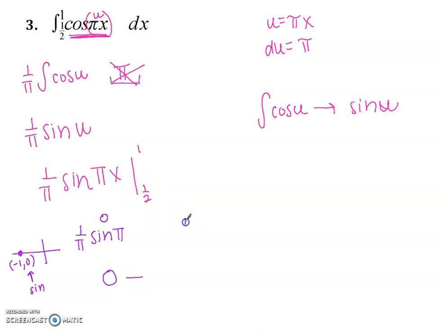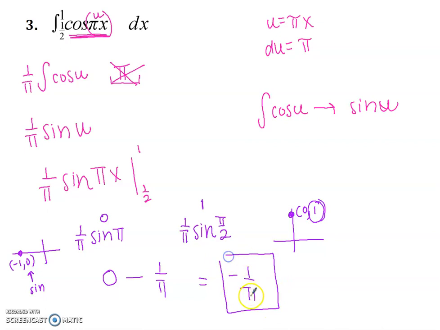Then I need to plug in 1/2. So that's going to be 1 over pi times sine of pi times 1 over 2, which is pi over 2. So pi over 2, that is on the top of the y-axis. So that's over 0, up 1, so 0, 1. Okay, again, we're looking at the y value since it's sine. So sine of pi over 2 just turns into 1. So 1 times 1 over pi is just 1 over pi. Then 0 minus 1 over pi is just going to give us -1 over pi.